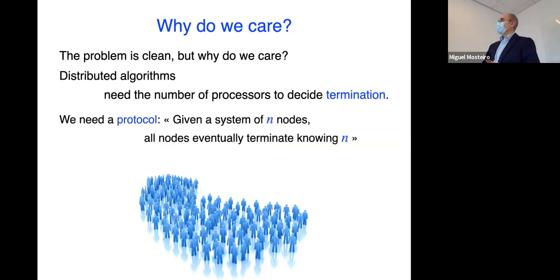Well, as I said, in distributed algorithms we need to know the number of processors, and so we need a protocol that does the following: given a system of n nodes, all nodes eventually terminate knowing n.